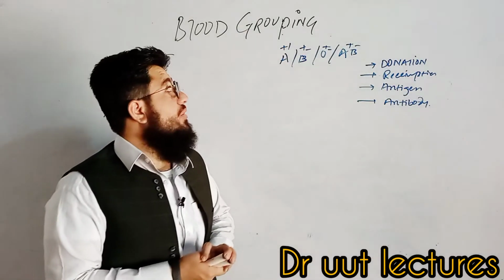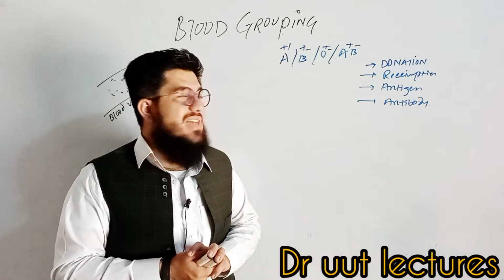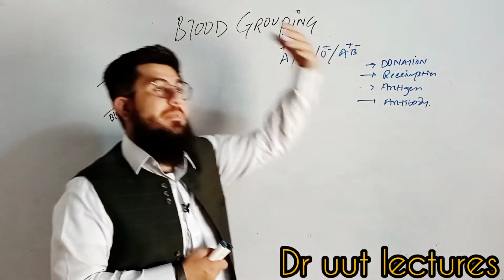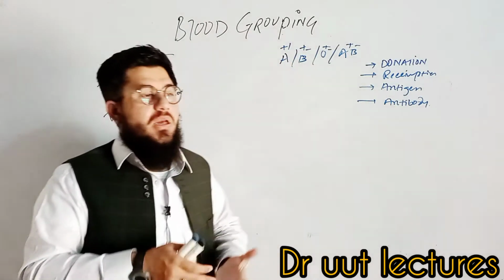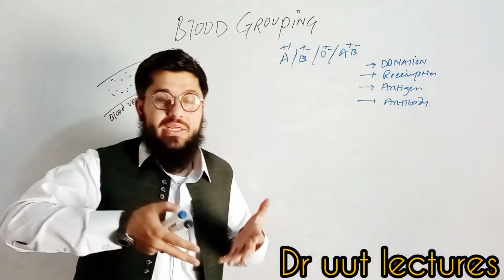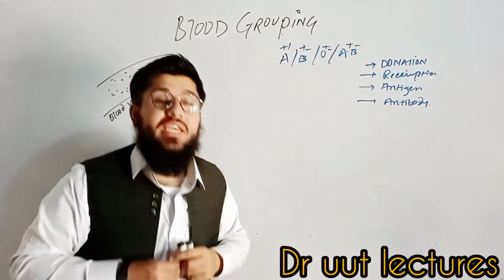In today's discussion, we'll talk about blood grouping. We'll cover several concepts, like the blood groups A, B, O, AB, and also the positive and negative. What is meant by the blood group A positive, A negative, B positive, B negative, O positive, O negative, AB positive, AB negative? Now, what are all these?